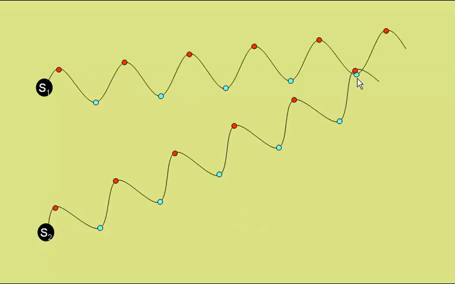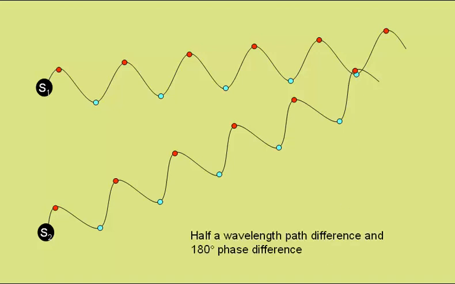At this point you see a peak from S2, the red dot, has met up with a trough, the blue dot, from S1. So now the waves are completely out of phase, or 180 degrees out of phase. We'll get destructive interference. You'll see that it is half a wavelength closer to S1 than to S2 at this point. So we have half a wavelength path difference. With half a wavelength path difference we get 180 degrees phase difference.